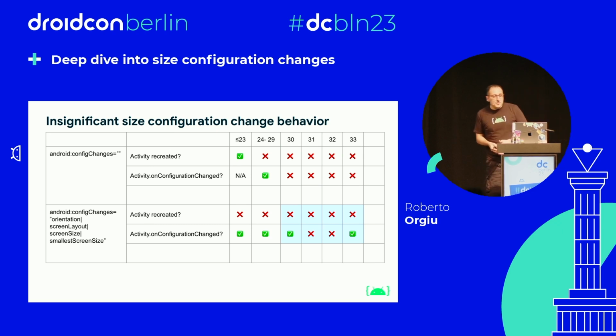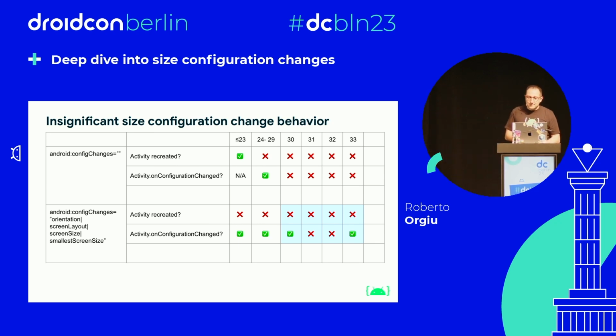And that's even worse, because in API 31 and some versions of API 32, even if you're opting out of activity recreation with all the flags, a configuration change still happens, and even if you're explicitly asking to get that method called, well, that method is not being called anyway.